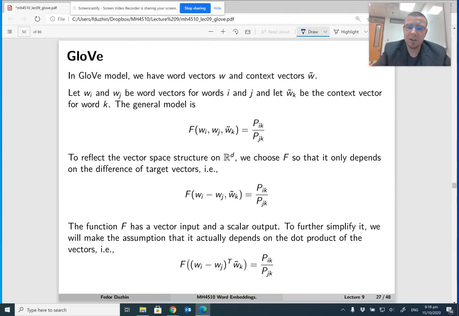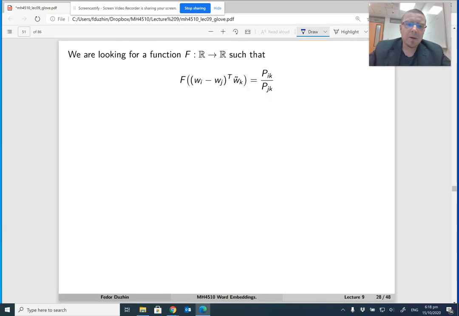So instead of a generic function f here, I'm going to construct a function f with a scalar input and scalar output. Moreover, its scalar output is not just any scalar output, but a positive scalar output. So I want my function to have an arbitrary scalar input and a positive scalar output. Okay, so we are looking for a function that satisfies this property.